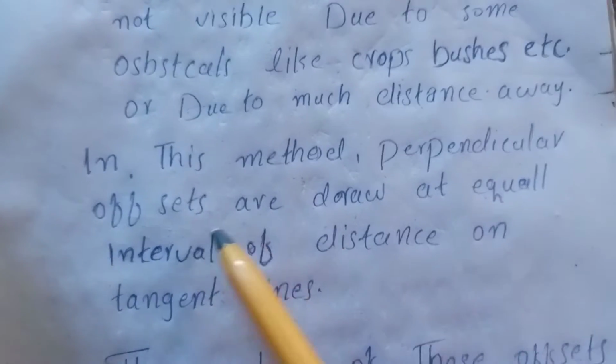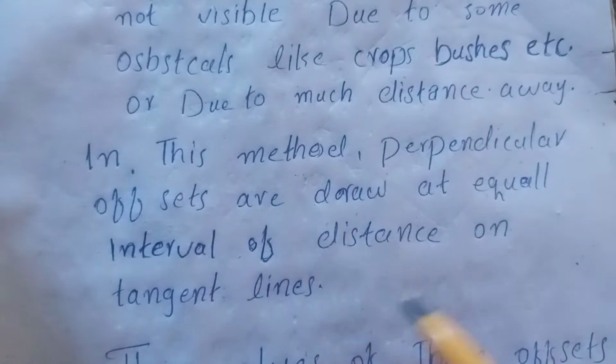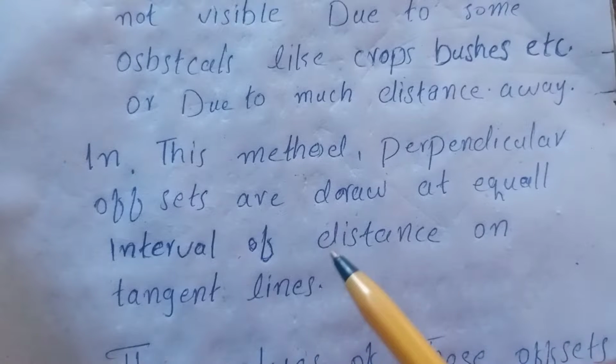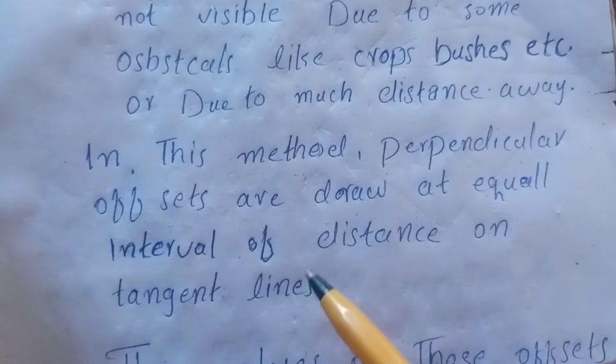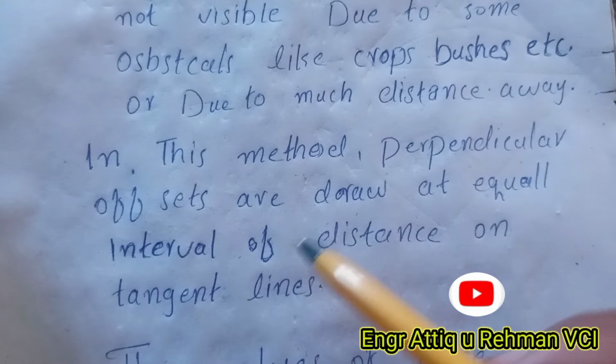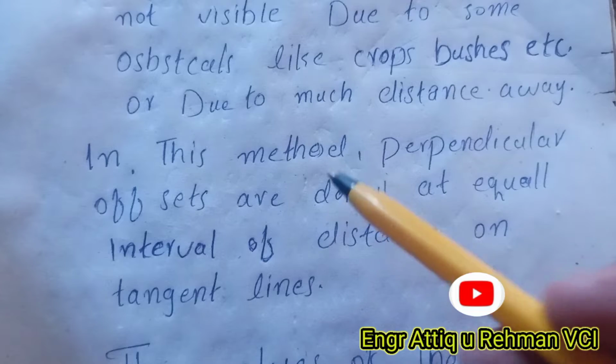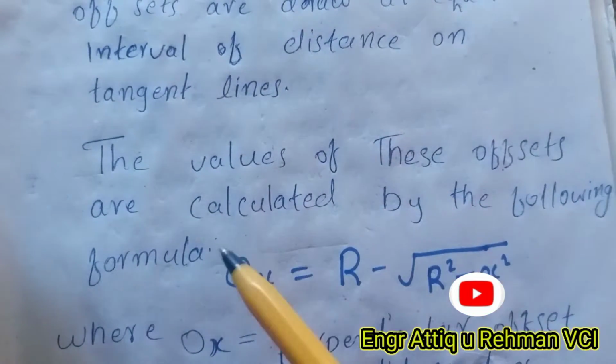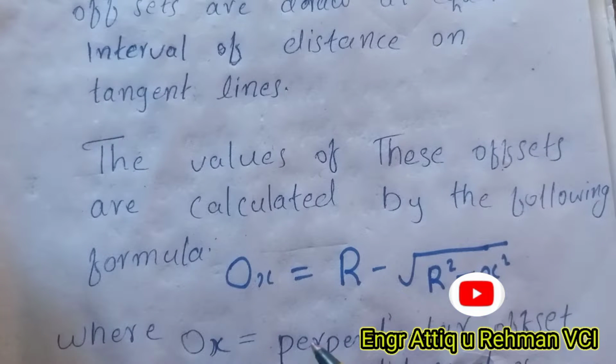In this method, perpendicular offsets are drawn at equal intervals of distance on the tangent lines. It shows that when we use this formula, then the tangent line will be divided into equal intervals of distance. The values of these offsets are calculated by the following formula.